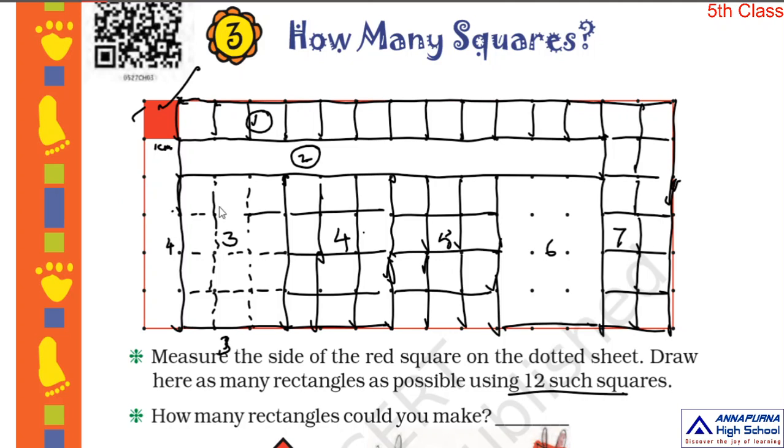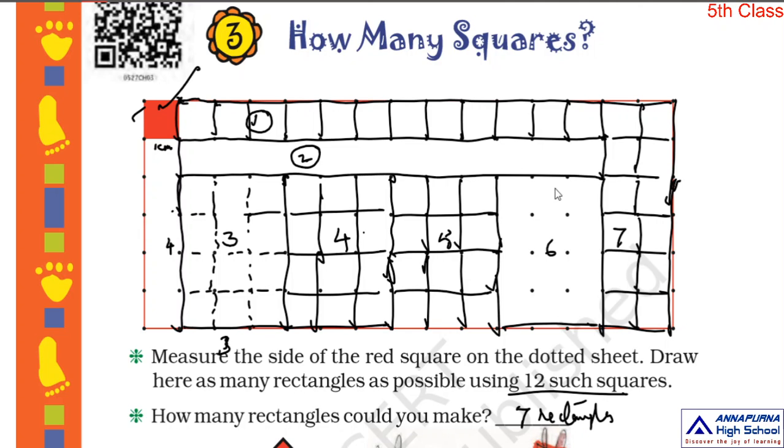Now, do you find any other? Nothing is there. Now you see. Measure the side of the red square on the dotted sheet. Suppose it is 1 centimeter. Draw as many rectangles as possible by using 12 such squares. How many rectangles could you make? 7 rectangles.